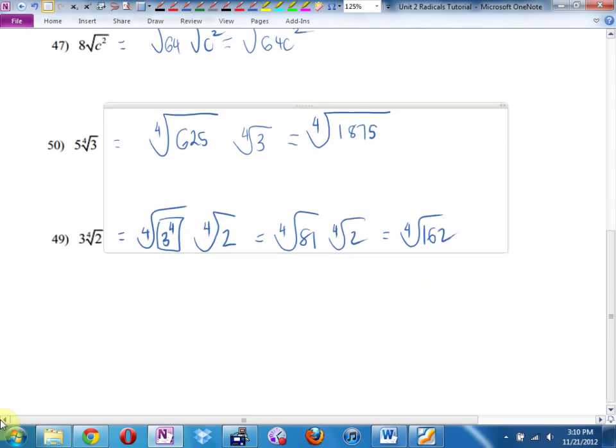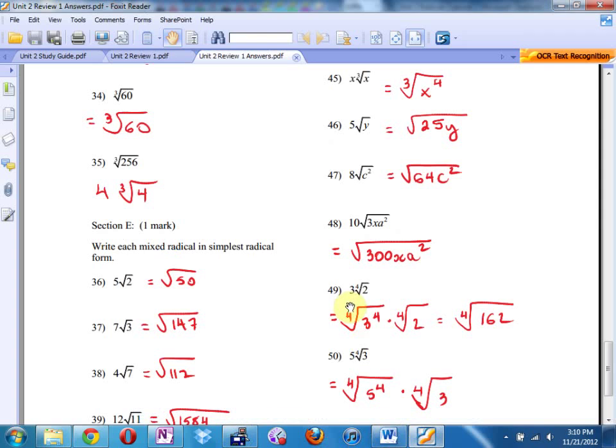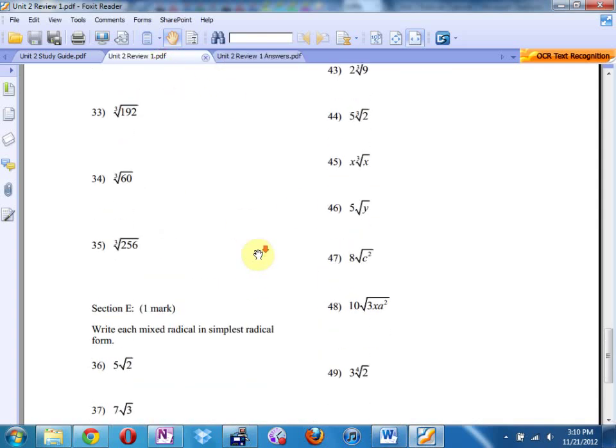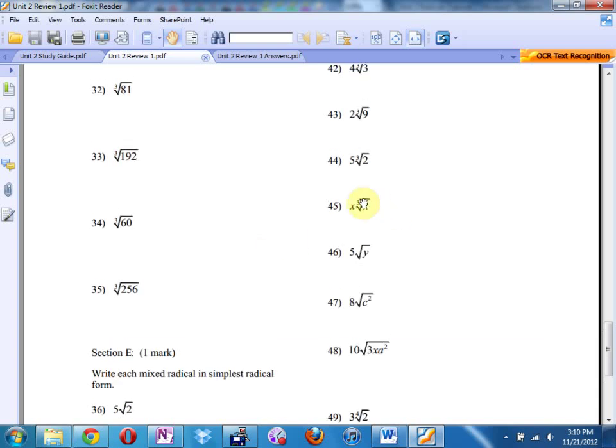Yeah. Yep. For 46, it's 5 and then the root y. Would it be 25 y? Like root 25y? Yep. Anthony, 45? 45 from here?